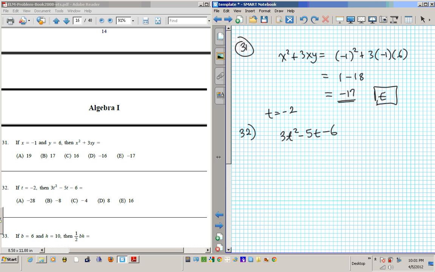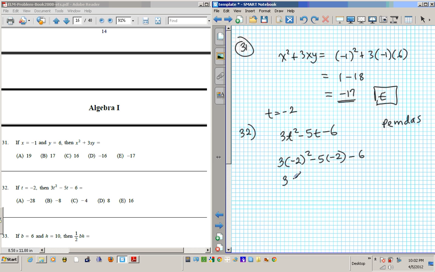So when I plug it in, I'm going to have 3 times -2 squared minus 5 times -2 minus 6. Now, we're going to do the order of operations here, okay? Remember, please excuse my dear Aunt Sally, right? Parentheses, exponent, multiply, divide, left to right, add and subtract left to right, right? So we're going to do that here. Exponent goes first, so what is -2 squared?